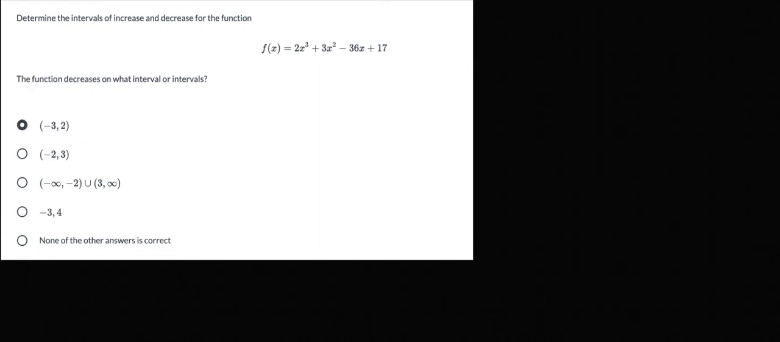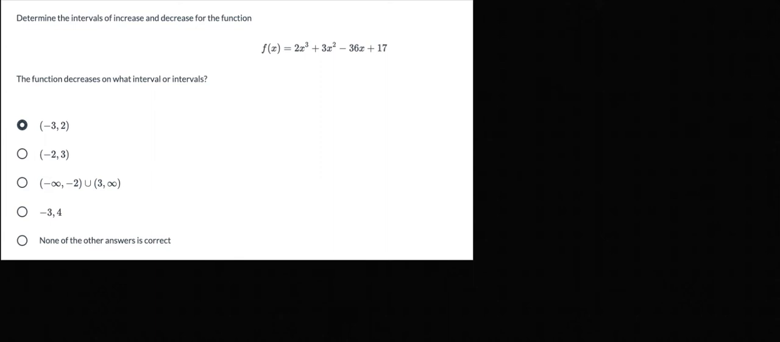Okay, so this is the first problem on the practice second midterm. The problem is asking to find the intervals of increase and decrease for the function f of x equals 2x cubed plus 3x squared minus 36x plus 17.